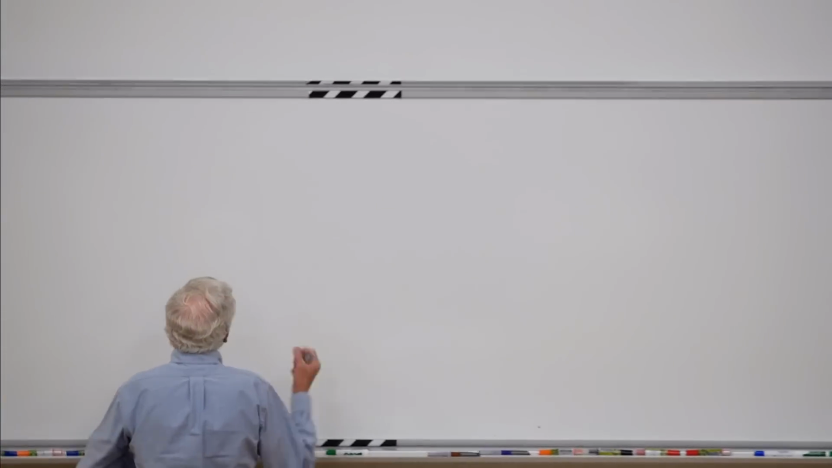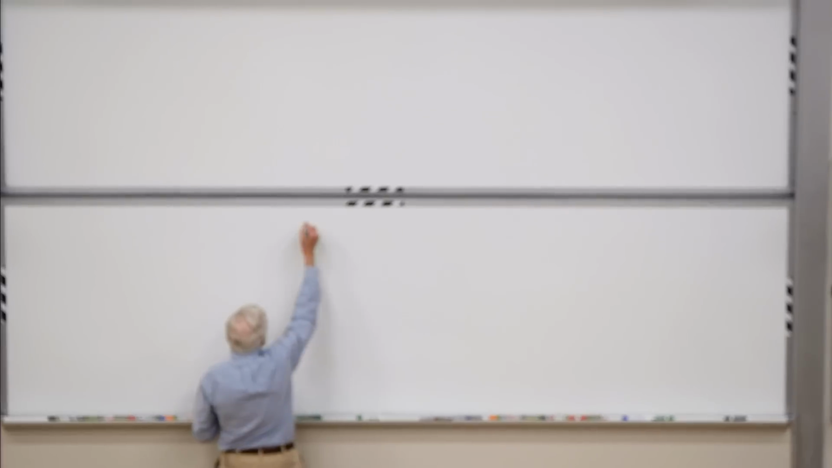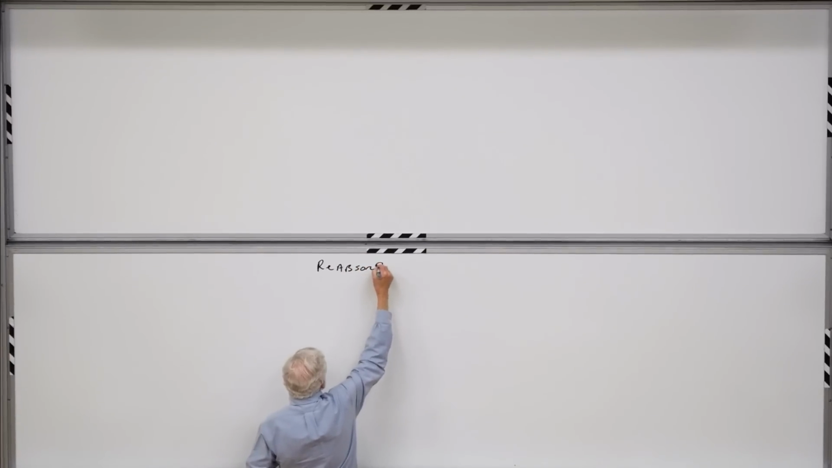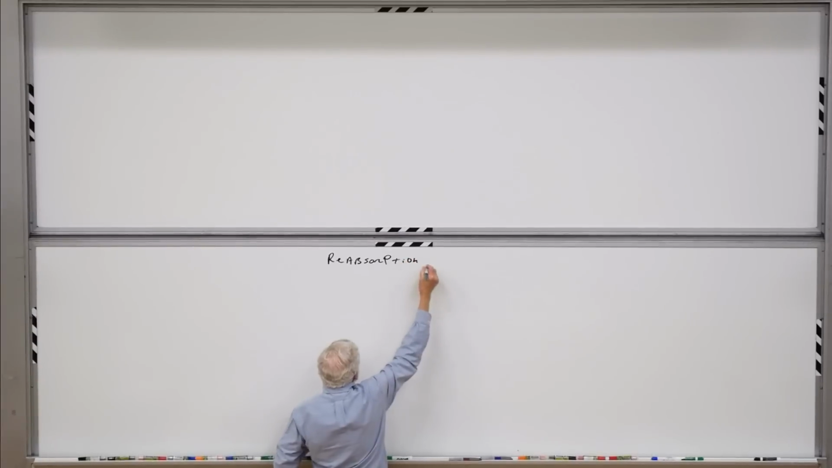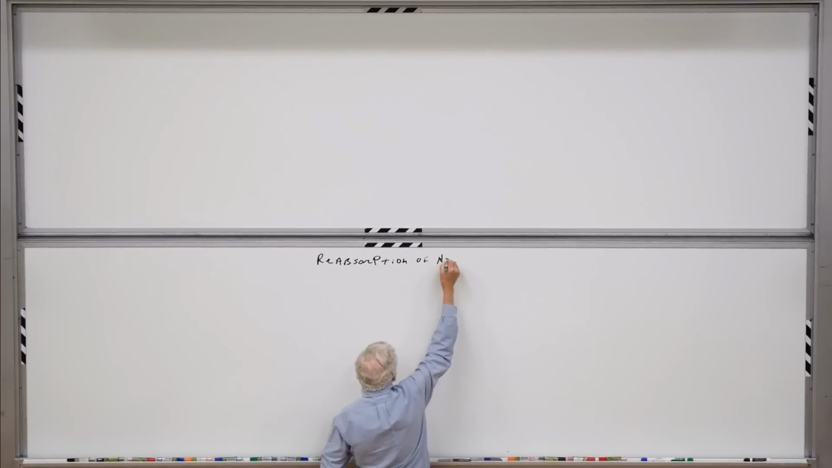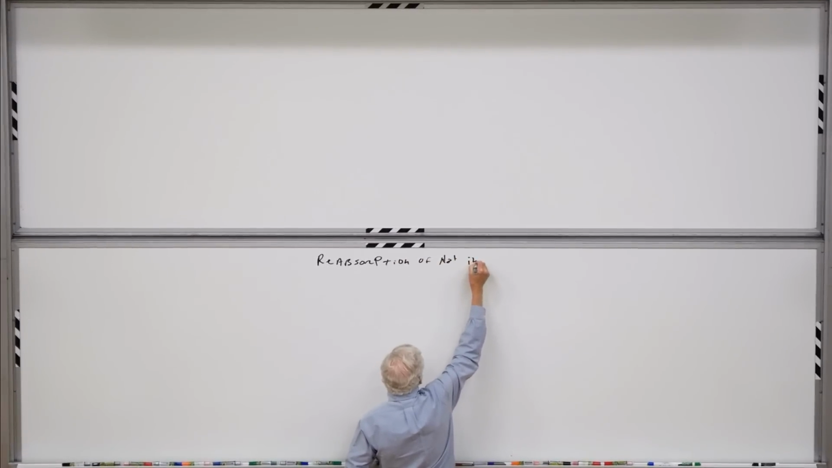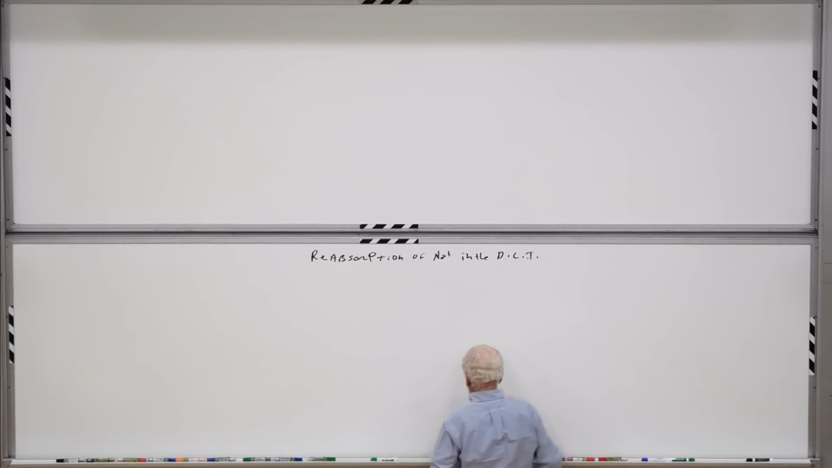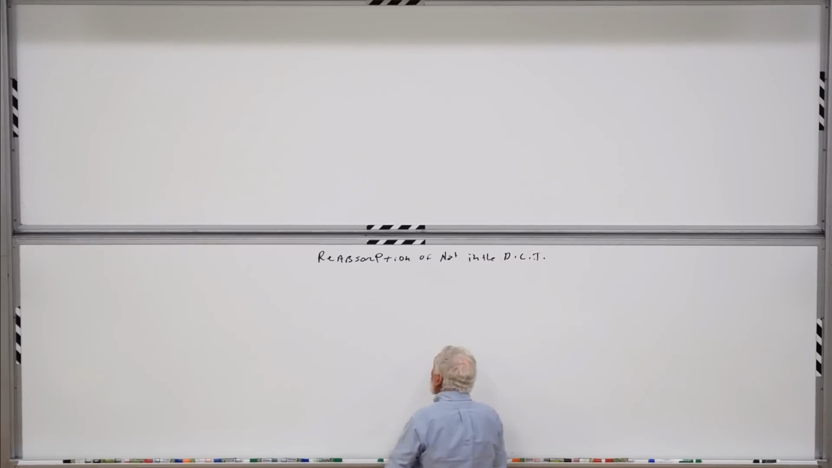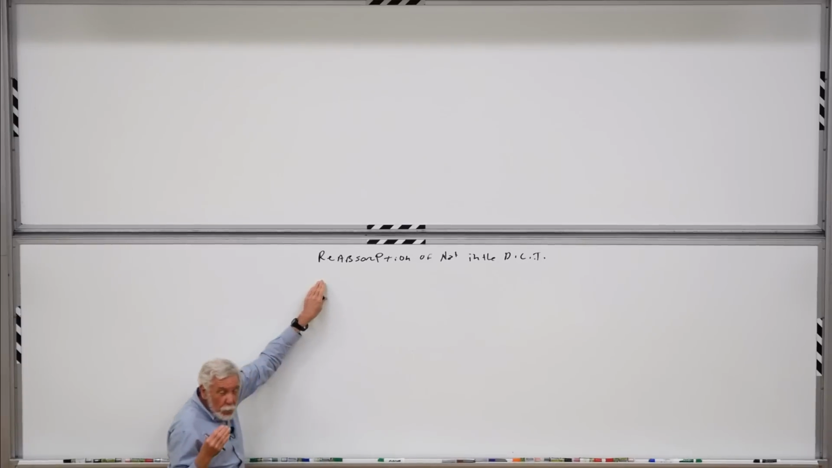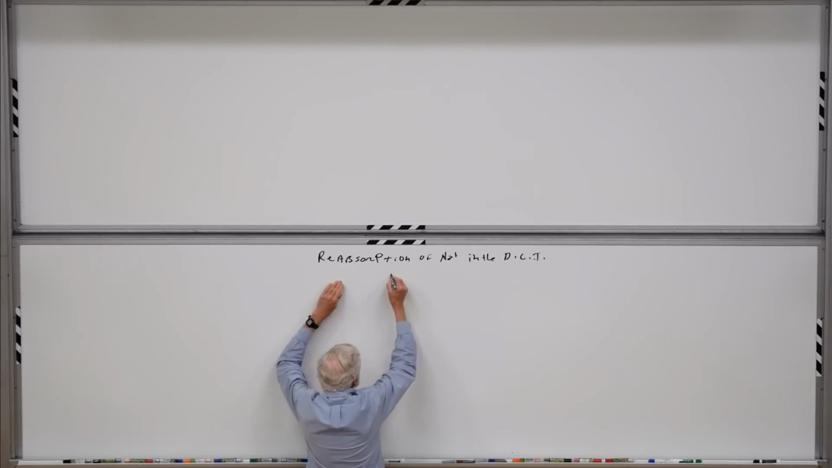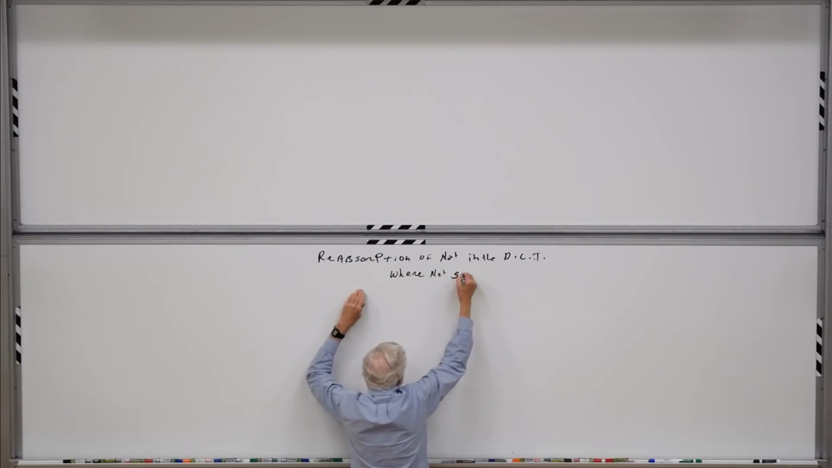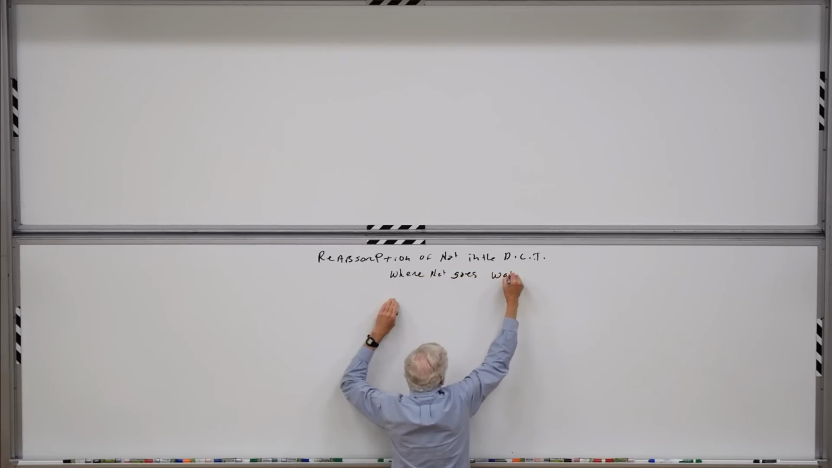So what we want to do here is we're going to start here with the reabsorption of sodium in the distal convoluted tubule. Now, one of the things I want you to hold on to as we work our way through this is the idea that where sodium goes, water follows.